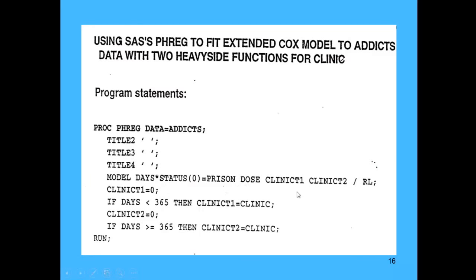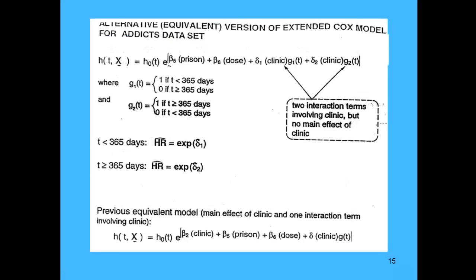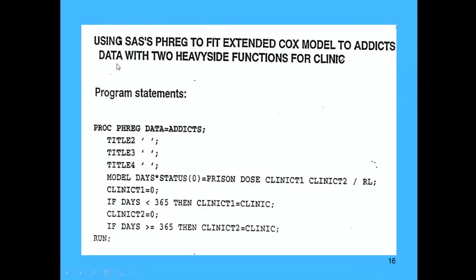Prison, dose, and then there are two other variables called clinic T1 and clinic T2. See clinic T1 and clinic T2? They represent those two variables that I'm defining as clinic G1 of T and clinic G2 of T. But you notice that up to this point, I haven't defined them yet. And after this point, that's when I define them.